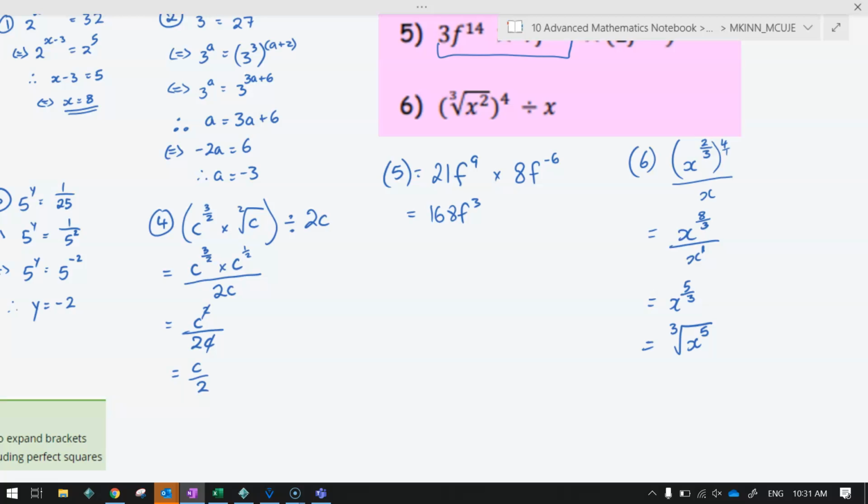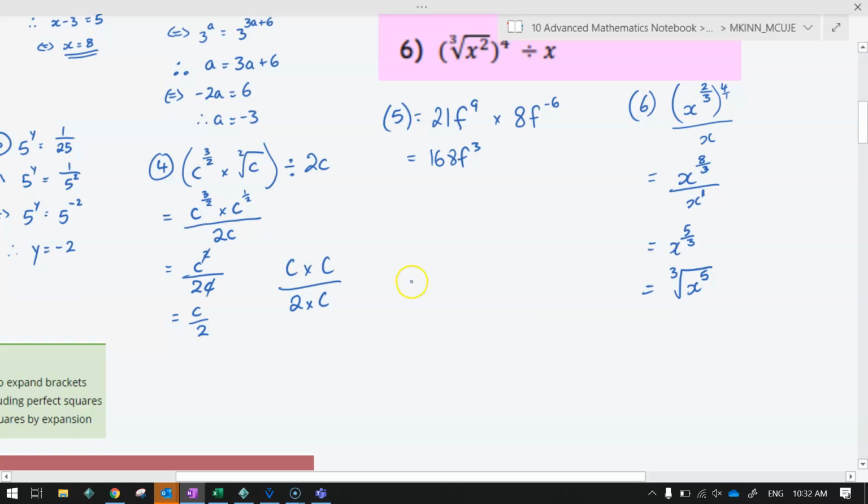Yep, so here I've got C times C divided by 2 times C. And it's good because in the exam, I did see a lot of cancelling when we shouldn't have been cancelling, and some opportunities to cancel which weren't taken. What are the only things we're allowed to cancel when I'm dealing with fractions? Yeah, we can only cancel factors.